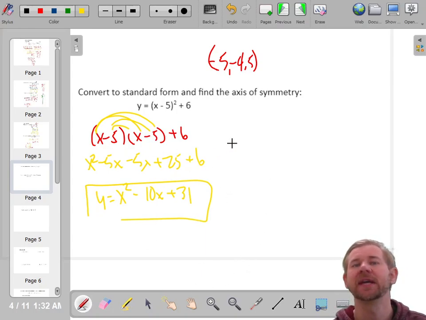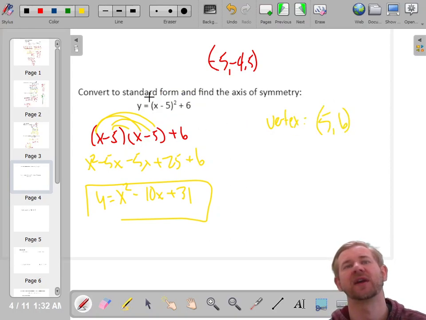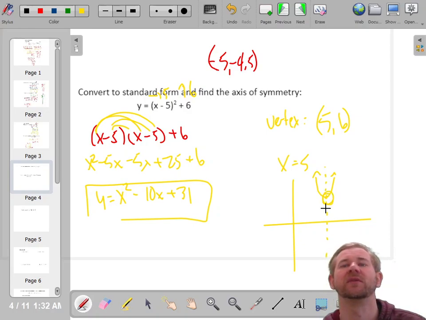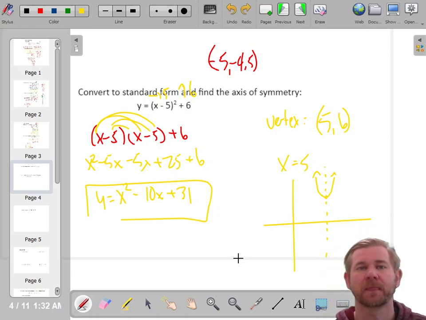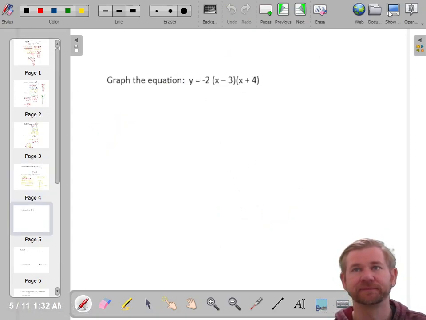The axis of symmetry, well, hopefully you remember this is vertex form, and the vertex is at 5, 6. It goes right 5, up 6. So the vertex will be at 5, 6, which means the axis of symmetry is 5. If you know the vertex is right here on a parabola that opens up, the axis of symmetry is what goes through it. It goes through the middle. The middle is 5. So here's standard form. Here's the vertex. Here's the axis of symmetry, whatever else you need. Graph it.